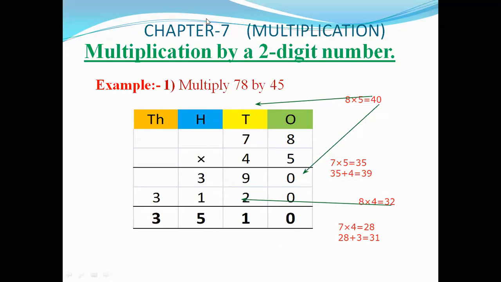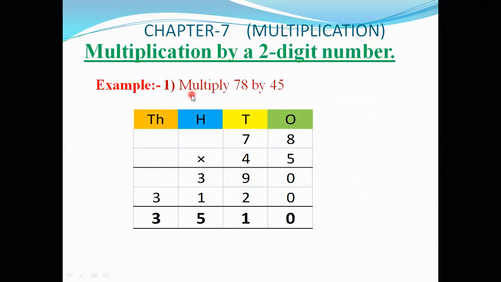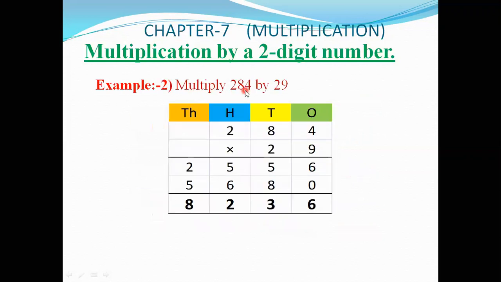Now let us take another example, when we multiply a three-digit number by a two-digit number. First we arrange these numbers. Here we see 284. 2 is under the hundreds column, 8 right under the tens column, and 4 right under the ones column. In this way we can arrange this. And now write 29. Here 9 is right under the ones column and 2 right under the tens column.